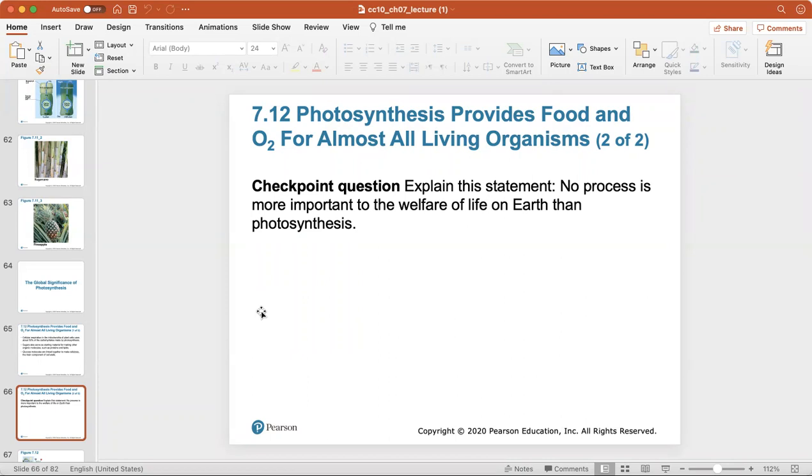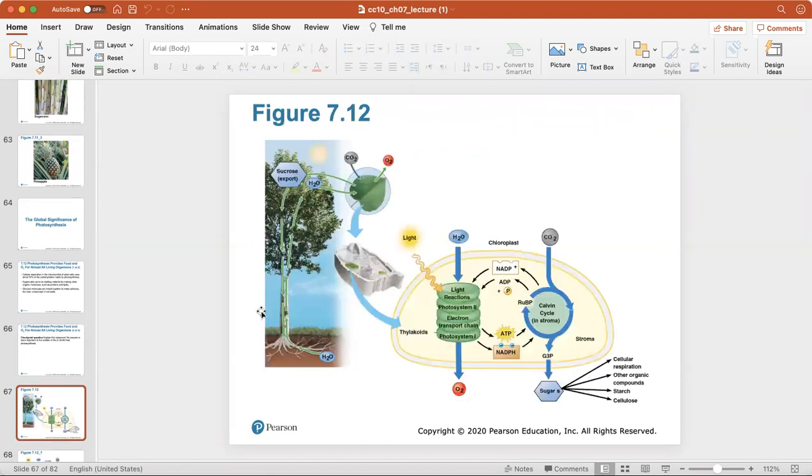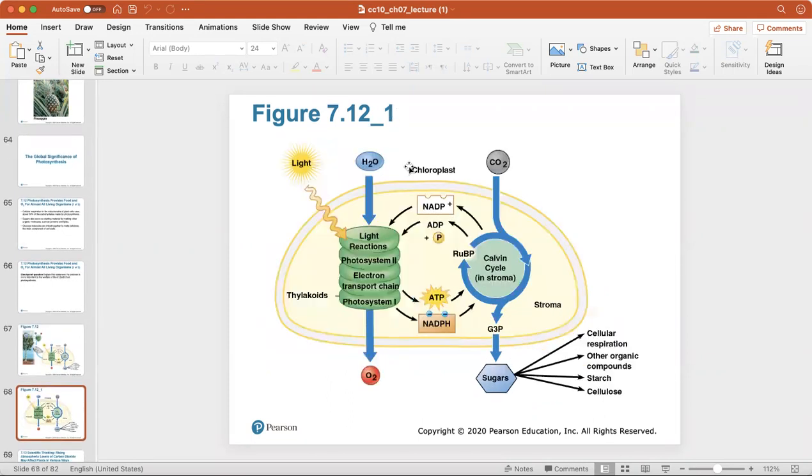I'll let you agree or disagree with this statement: No process is more important to the welfare of life on Earth than photosynthesis. And there's lots of arguments that would agree with this because plants are creating the first basis of the food pyramid that all animals will build upon, as well as cleaning our air by taking carbon dioxide and producing oxygen. So here we take a look at plants again. They take in sun energy, water, and carbon dioxide to create oxygen and also sugar. So plants are incredibly important to life as we know it on this earth.